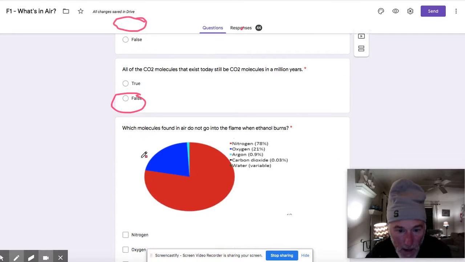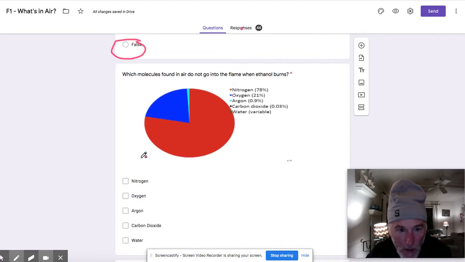All right, we get on to the next one. Which molecules found in air do not go into the flame when ethanol burns? So we had a lot of good answers to this one. A lot of people were correct, but we had some people that had a lot of different things going on. So again, the key thing in this question is does not go into the flame.